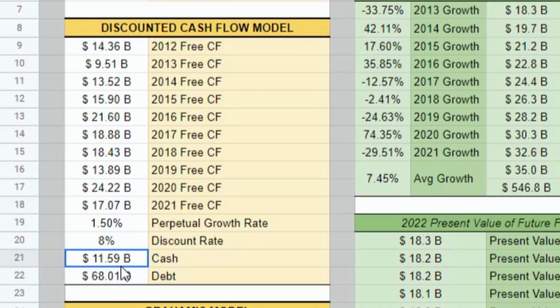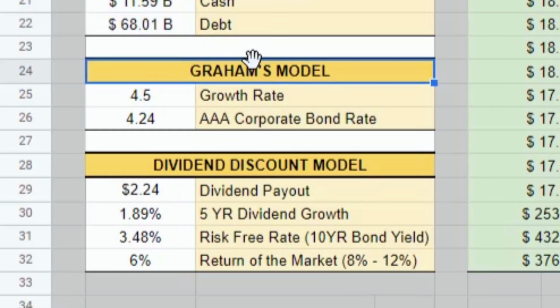Back over to our valuation for Walmart. Over on this tab right here, we go ahead and put in the cash and debt, the numbers we got from Seeking Alpha, and then we'll move on to Graham's model.